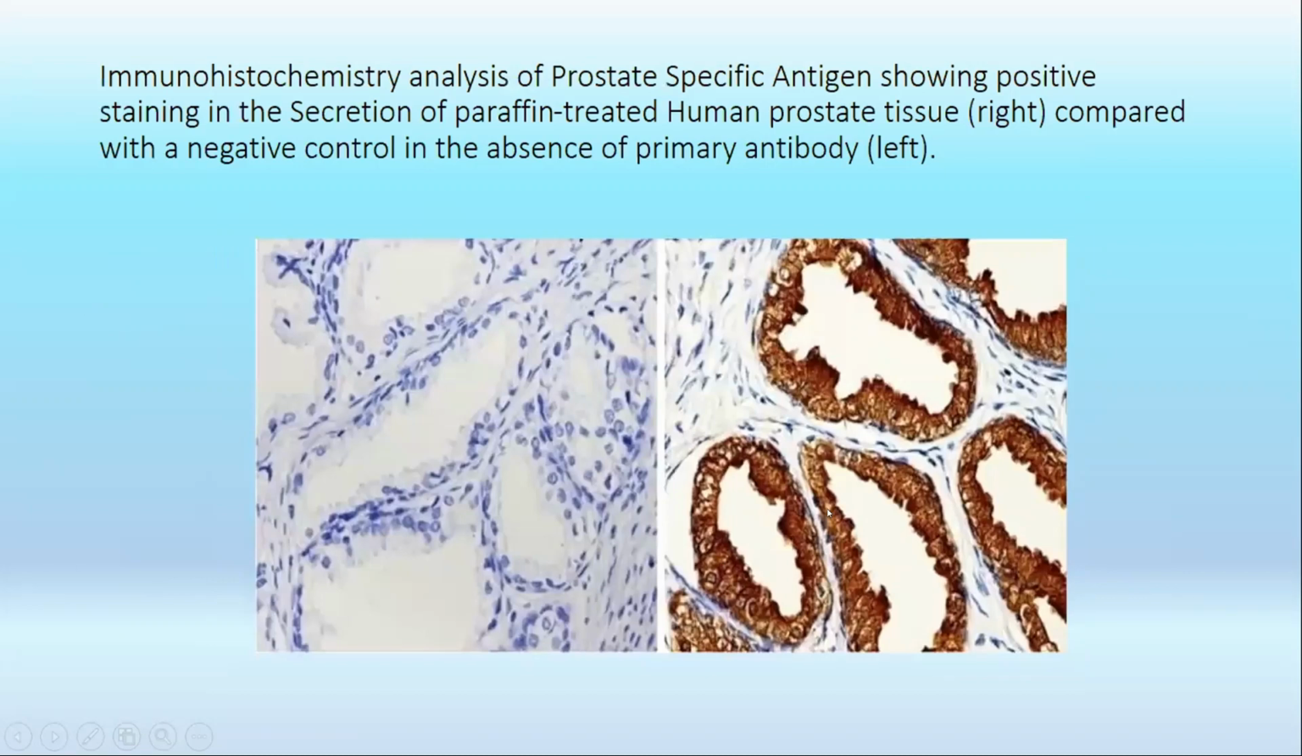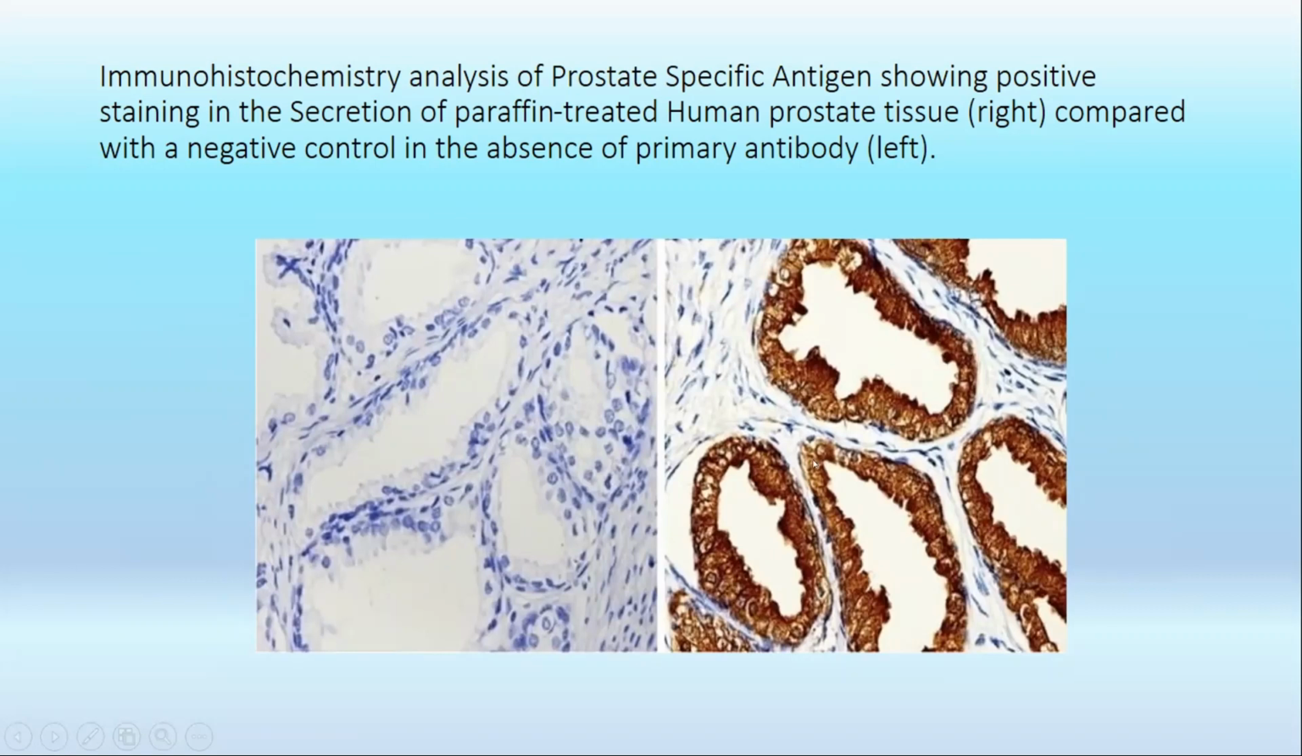Okay, this is the example of that PSA. So this is a normal control. Even though this is prostate tissue, we don't add the primary antibody. Since there is no primary antibody, the secondary antibody won't bind. Like this one. Okay, this is prostate tissue. You put the primary antibody for PSA, and then we put the secondary, which has the color, and you get to see color.